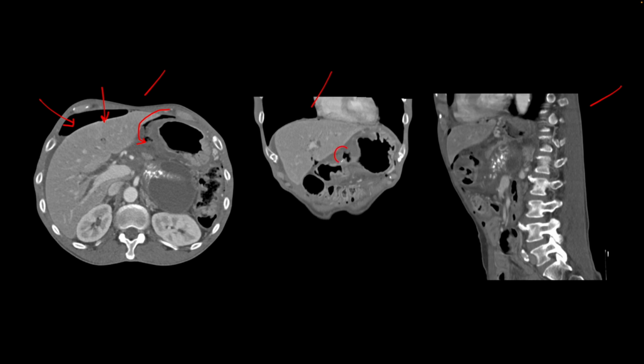Similarly, there's an abnormality right here, and you can go to that level tracing this fluid and air around the liver. And similarly, there was an abnormality seen on the sagittal image as well. So this turned out to be a perforated gastric ulcer.